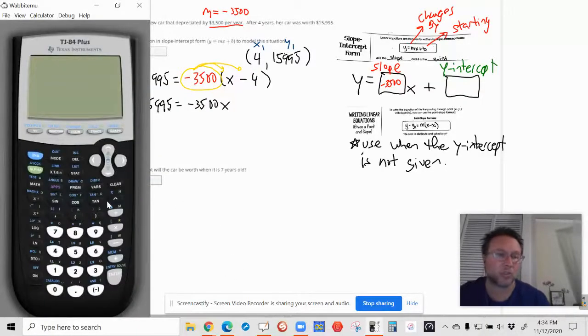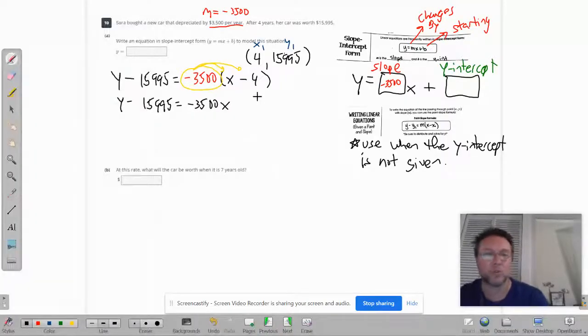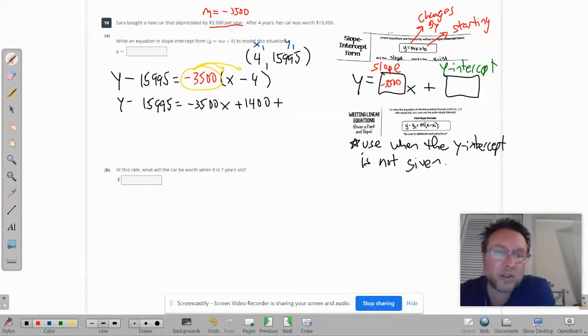Let's just go ahead and put that in a calculator to be safe. But if we doubled 3,500, that would be 7,000. Double that again, it would be 14,000. So 3,500 times 4 would be 14,000, a positive, right? Because those two negatives make a positive. So let's add 15,995. So what this is saying is that in 4 years, the car has lost $14,000.